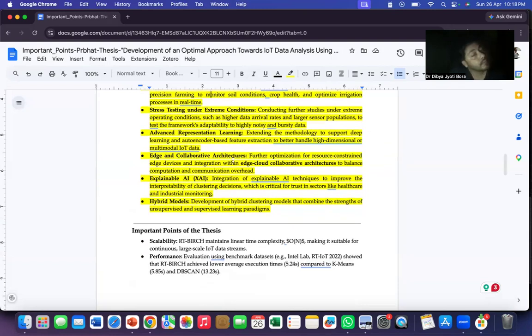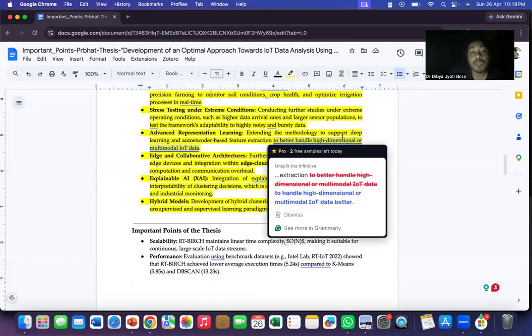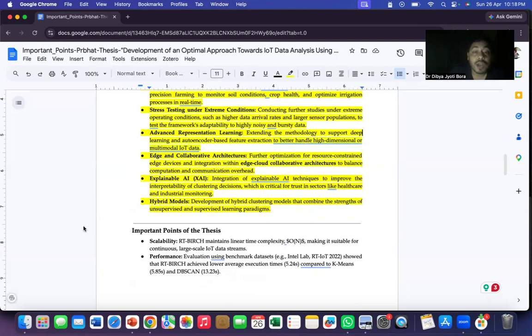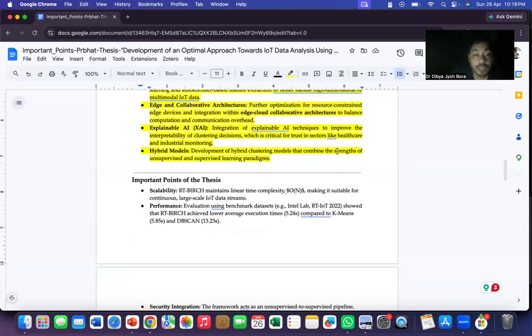Then advanced representation learning, that is extending the methodology to support deep learning and auto-encoder based extraction to better handle high dimensional or multimodality data. Then edge and collaborative architecture, further optimization for resource constrained edge devices and integration within edge-cloud collaborative architecture to balance computation and communication overhead.